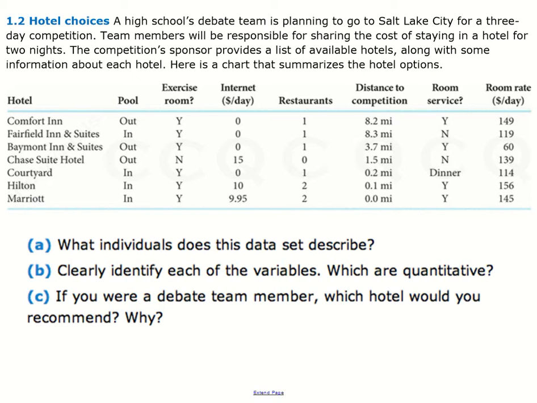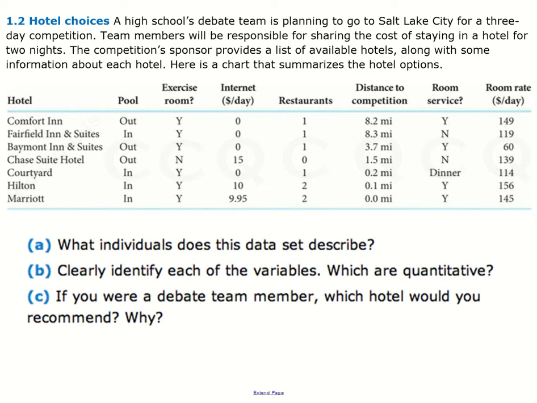So here we have another example of quantitative and categorical variables. It's another review from yesterday. It's all about hotel choices. A high school debate team is planning to go to Salt Lake City for a 3-day competition. Team members will be responsible for sharing the cost of staying in a hotel for 2 nights. The competition sponsor provides a list of available hotels along with some information about each hotel. Here's a chart that summarizes the hotel options.